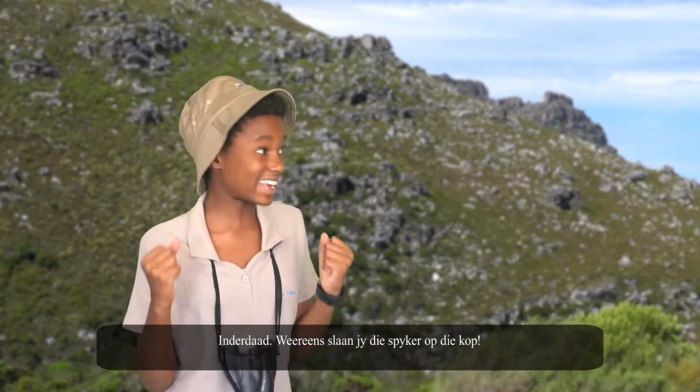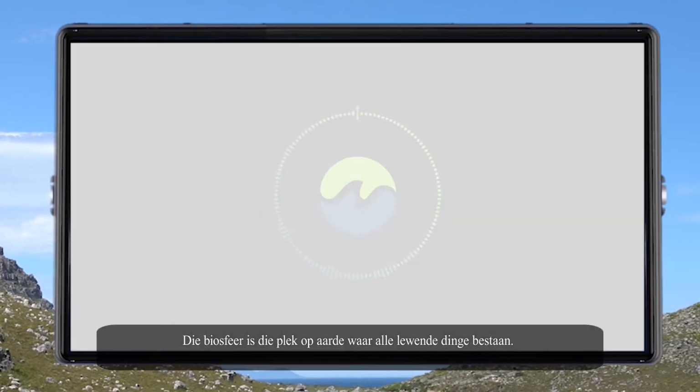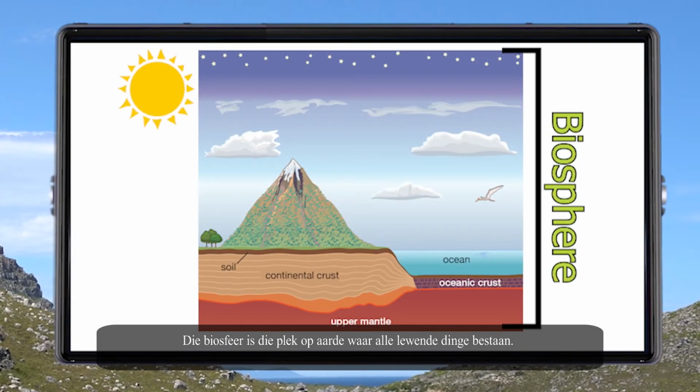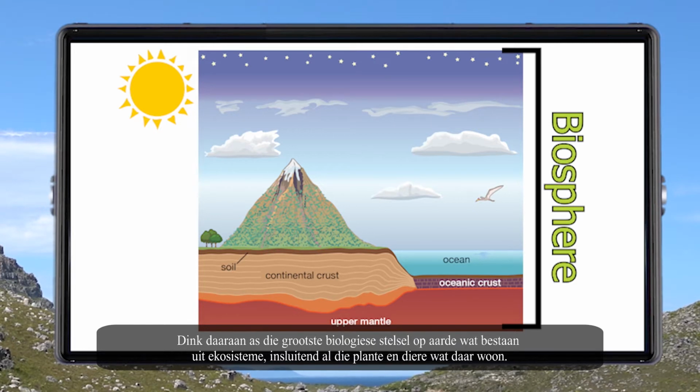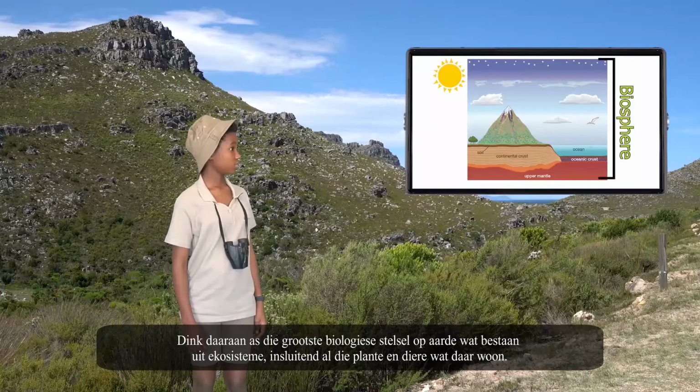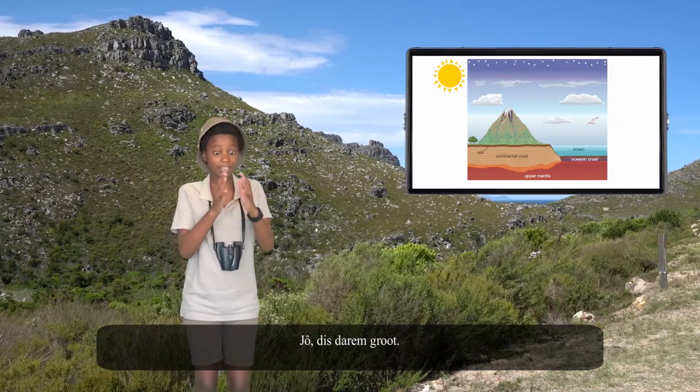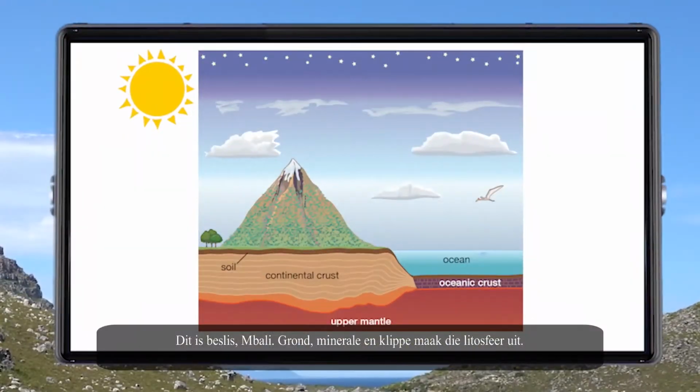Yeah, nailed it again! The biosphere is the place on Earth where all living things exist. It's a very thin layer on the surface of the Earth and includes everything that lives in the sea, soil, and air. Think of it as the biggest biological system on Earth, which is made up of many ecosystems, including all the plants and animals living there. Whoa, that's really big. It is indeed, Mbali.